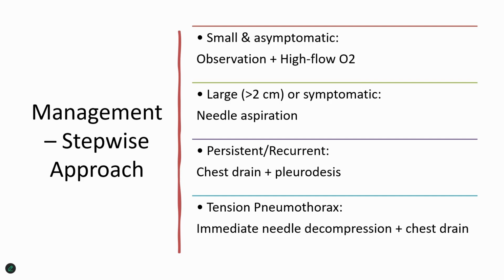If needle aspiration fails, which means the pneumothorax is persistent, or it is the second episode or recurrence of pneumothorax, then a chest drain is inserted and pleurodesis is done. Pleurodesis is done to prevent the recurrence of pneumothorax. If the signs of tension are there and the patient is hypotensive, then you have to act immediately with needle decompression, and that is followed by chest drain insertion.